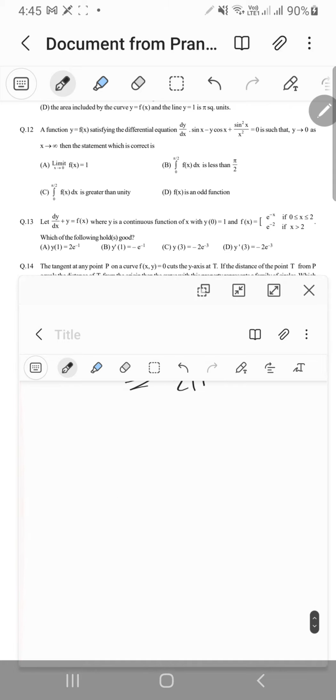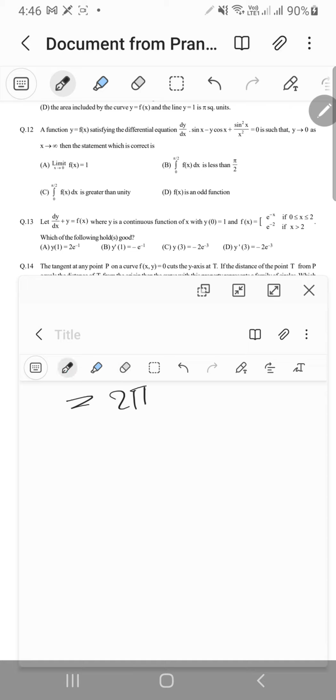The function y equal to f of x satisfies the differential equation dy upon dx sine x minus something, such that y approaches 0 as x approaches infinity, then the statement which is correct is... Fine. Let's solve this. So it's like the derivative of, hey, that's sine x, well then that's not right. You took the derivative of y first of all, and then in the second part you should take the derivative of sine, which is not negative cosine, it should be positive cosine.